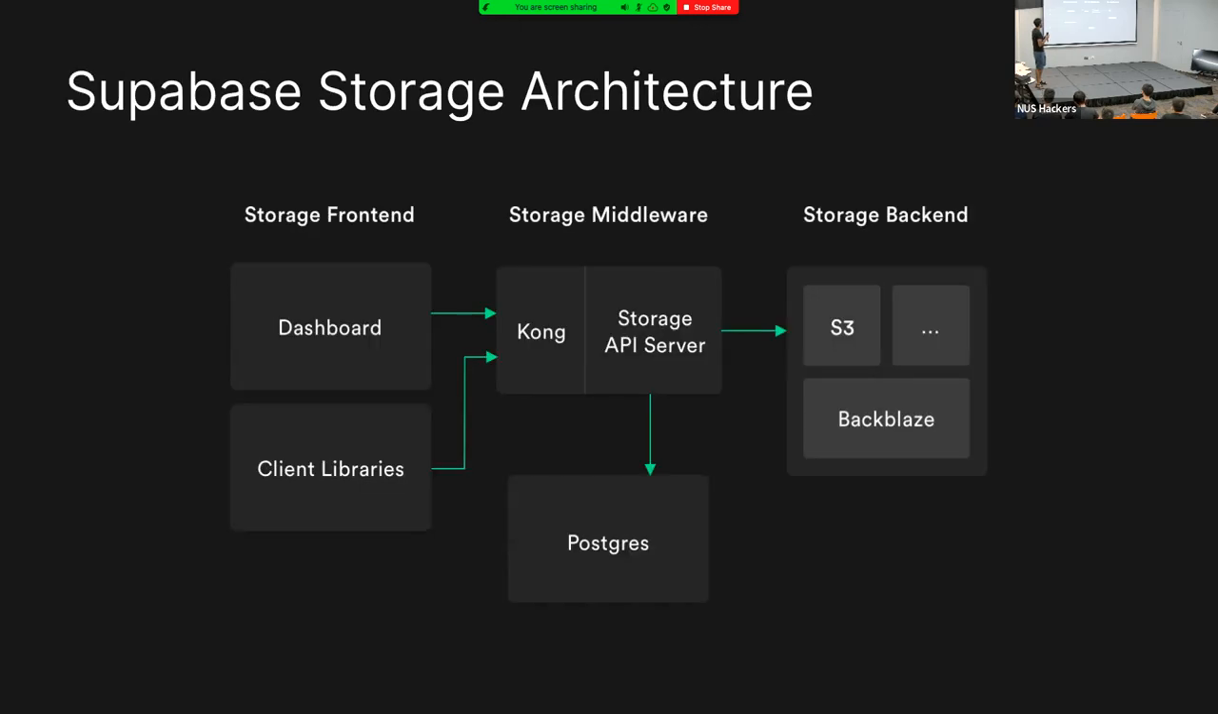So this is the architecture that we have. There's the dashboard and the client libraries. Kong is an open source API gateway. That's where all the authentication, rate limiting, caching, all of that stuff happens. The storage API server is what we ended up building.